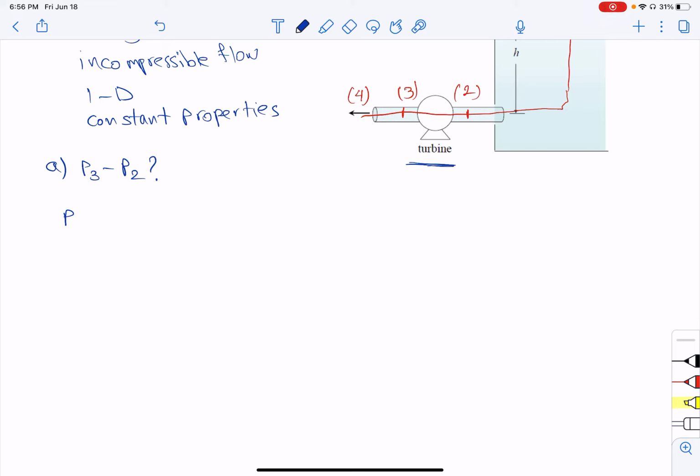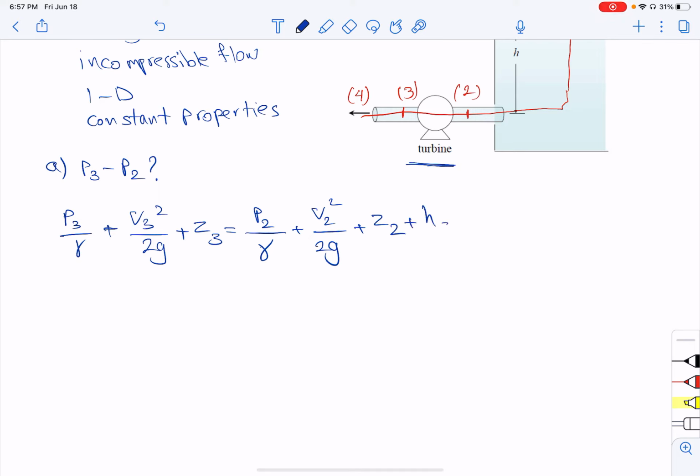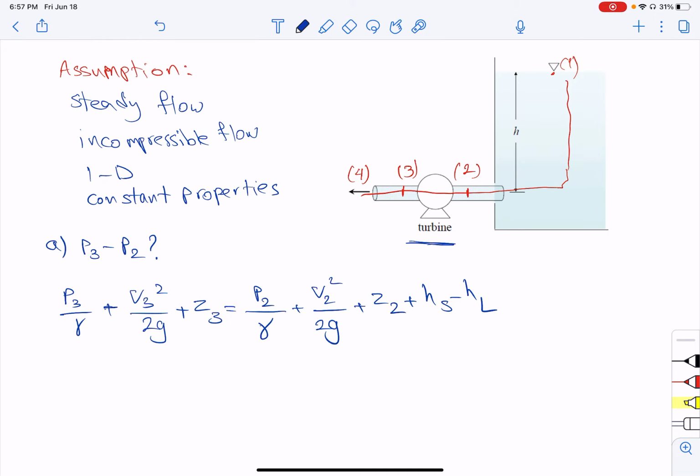If I use conservation of energy from point 2 to 3, because we are trying to find P3 minus P2, we have P3 over gamma plus V3 squared over 2g plus Z3 equals P2 over gamma plus V2 squared over 2g plus Z2 plus HS minus HL, right? Now let's see what we have. If we also write down the conservation of mass for this one, we know that m dot 2 is equal to m dot 3, right?